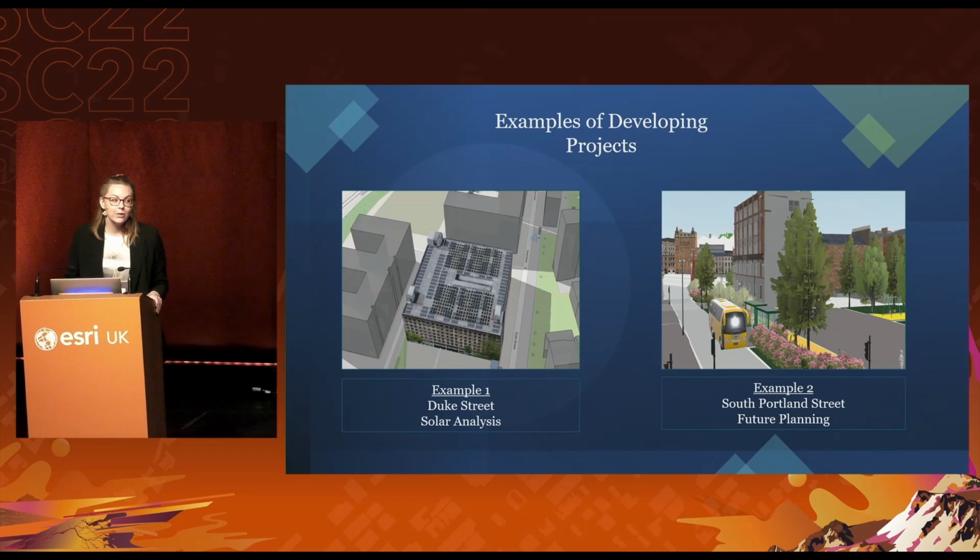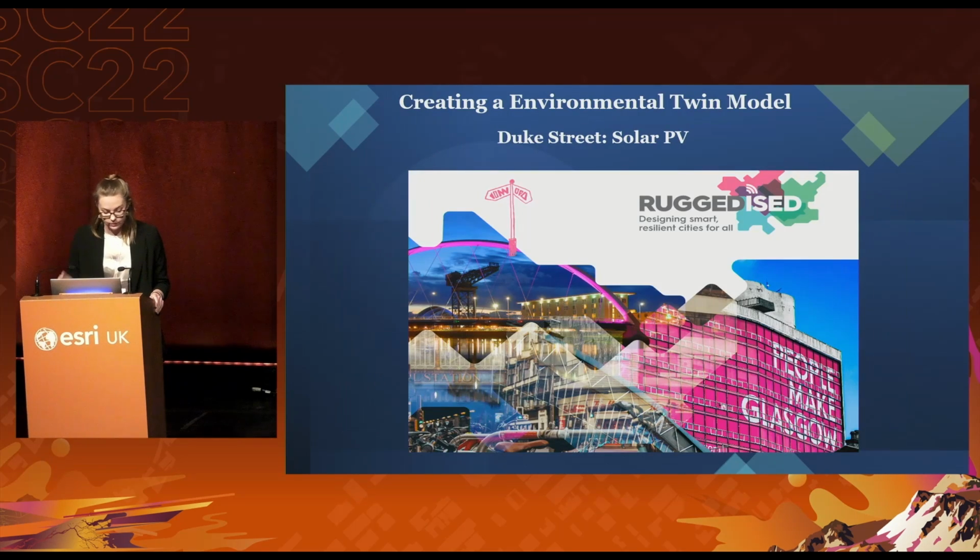So I'm now going to take you through two examples. Duke Street solar analysis is our first example, and our second one is South Portland Street future planning. Duke Street was a multi-storey car park that was a part of the ruggedized Horizon 2020 project. There are plans to put solar panels on the roof of the car park, and this will help charge electric cars on the bottom floor.